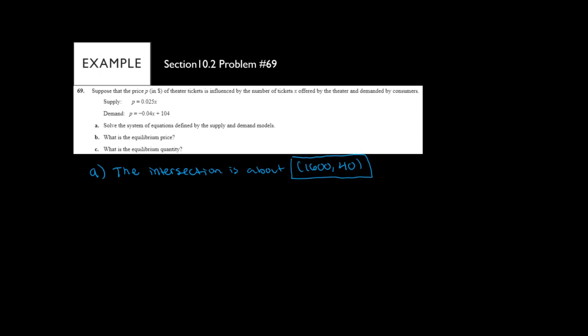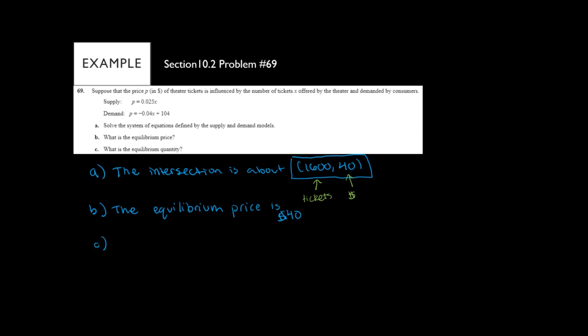So B, what is the equilibrium price? So we have to figure out, okay, what's our input and what is our output here? So our input X is the number of tickets, which means that our output here is price. So for part B, the equilibrium price is, and then we've got 40, and that's in dollars. So it is $40.